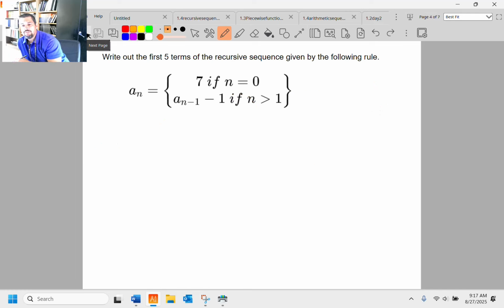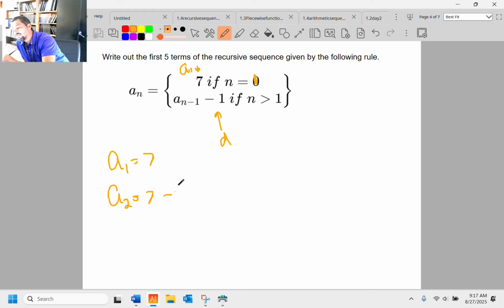Write out the first 5 terms of the recursive sequence given by the following rule. So kick in your line-up process. This is the first term. That should be a 1. And this would obviously be the difference. We're taking away 1. So our first term is simply 7. The next term is to take the previous term and take away 1. So it would be 7 minus 1, which is 6. The third term is going to be the previous term of 6, take away 1, which is 5.